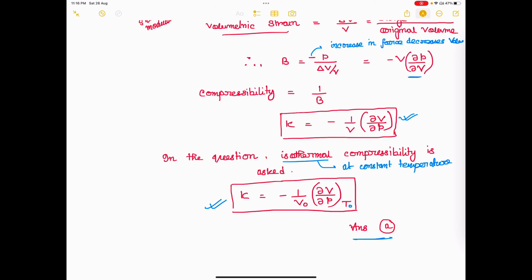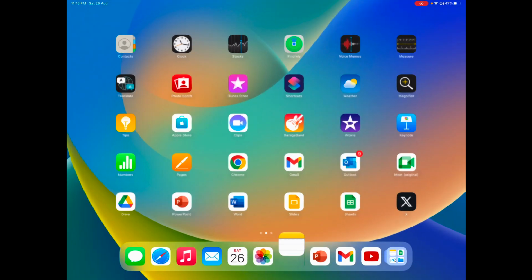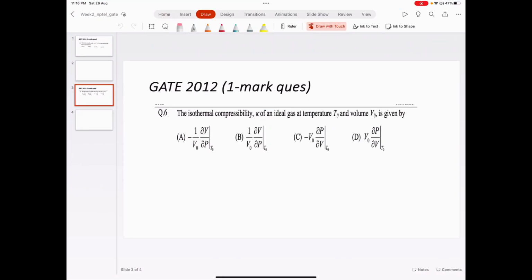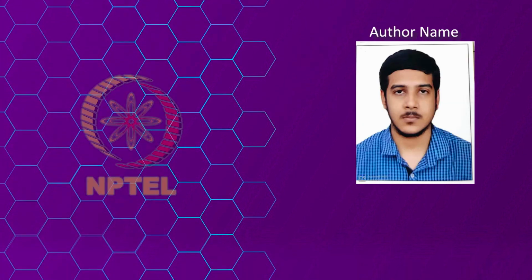So the correct option is answer A, as you can see in this question. It is minus 1 by V naught delta V by delta P at T naught. So this is the correct option. So A is the correct option for the isothermal compressibility kappa of an ideal gas at temperature T naught and volume V naught.